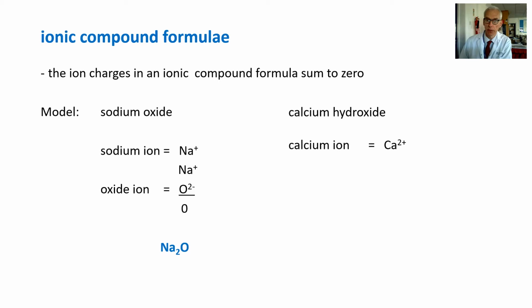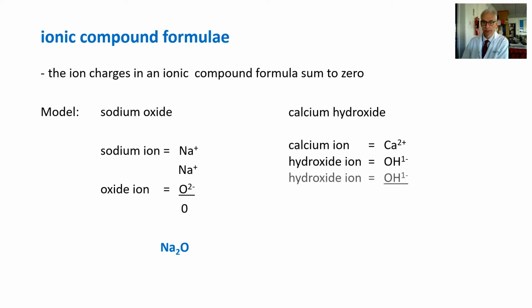So calcium, a 2 plus ion, hydroxide, 1 oxygen and hydrogen, OH, is a 1 minus ion. For the charges to sum to zero, we need 2 hydroxide ions at 1 minus each, so that the 2 plus ion and the 2 hydroxide ions, those ion charges sum to zero. So we write that as a formula in this way, 1 calcium and 2 hydroxides within the bracket.